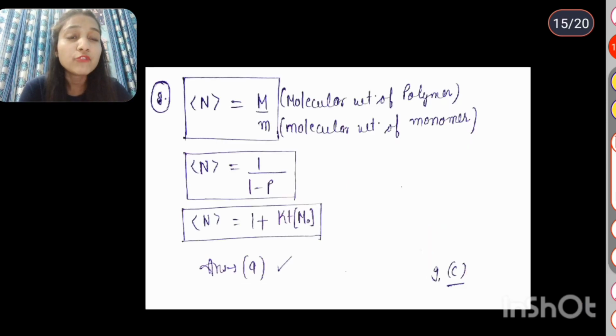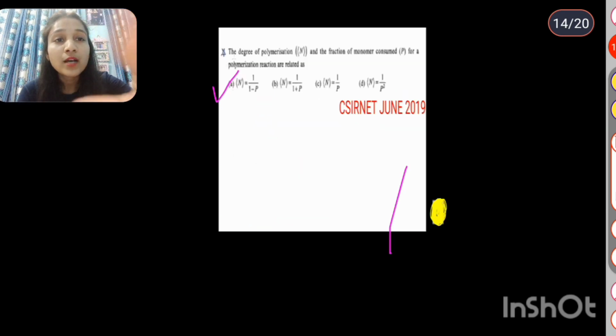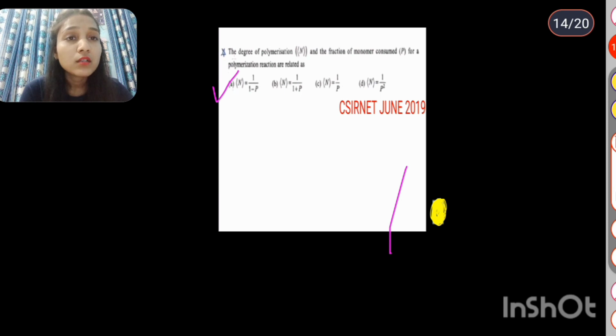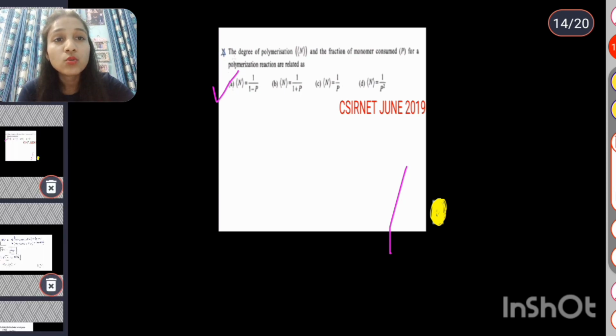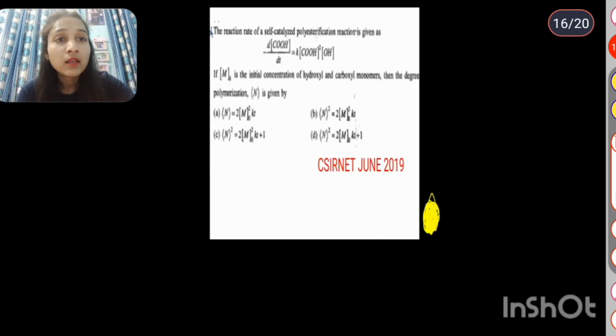Here we have three formulas to calculate degree of polymerization. First is M, that is the total molecular weight of the polymer divided by the molecular weight of the monomer. Second is degree of polymerization is equal to 1/(1 minus P). Third is 1 plus K t M naught, where M naught is the initial concentration. So after watching these formulas, we go with the answer as option A, N is equal to 1/(1 minus P).